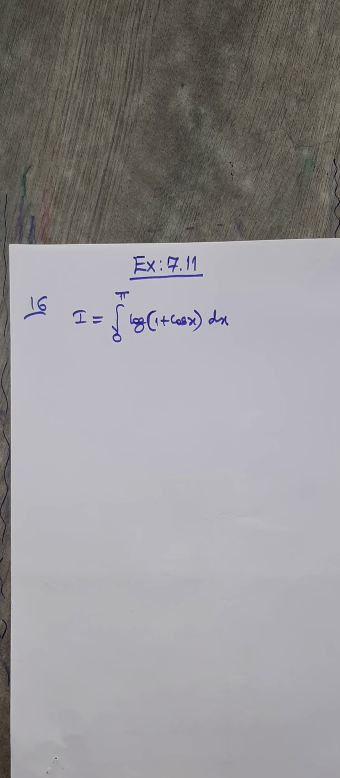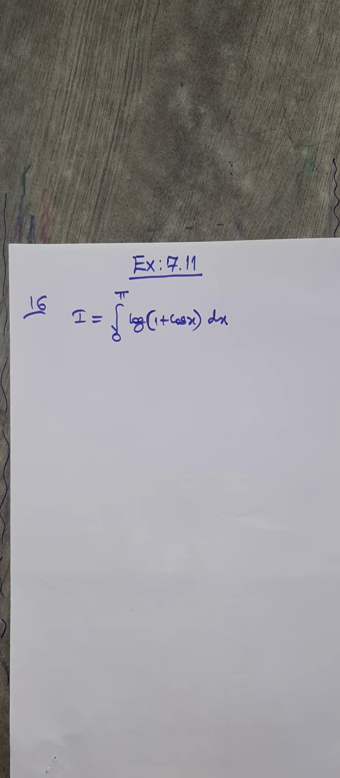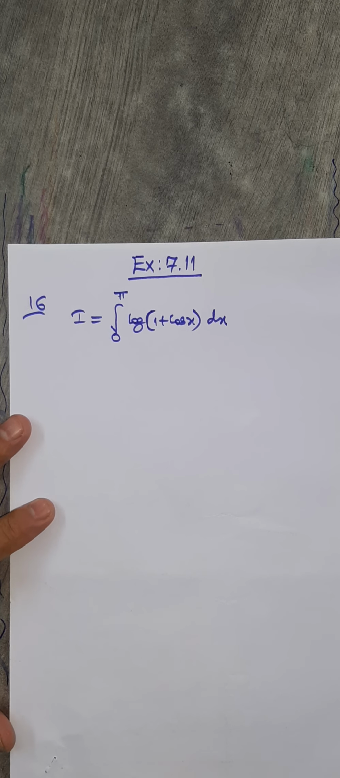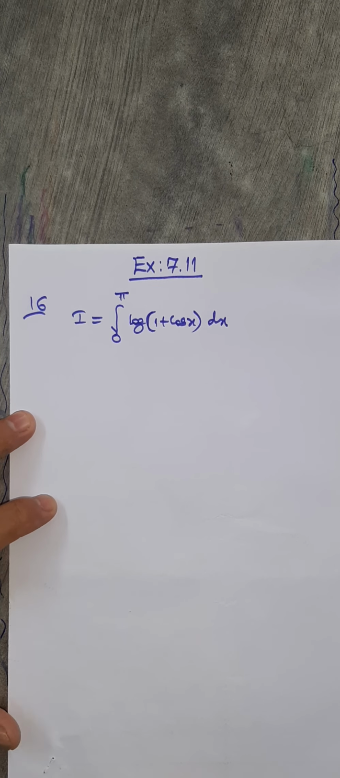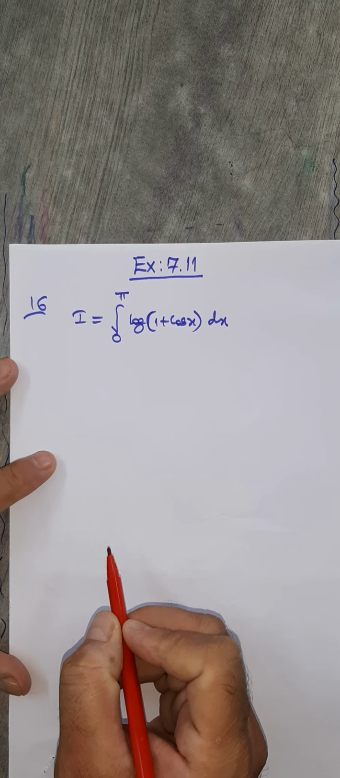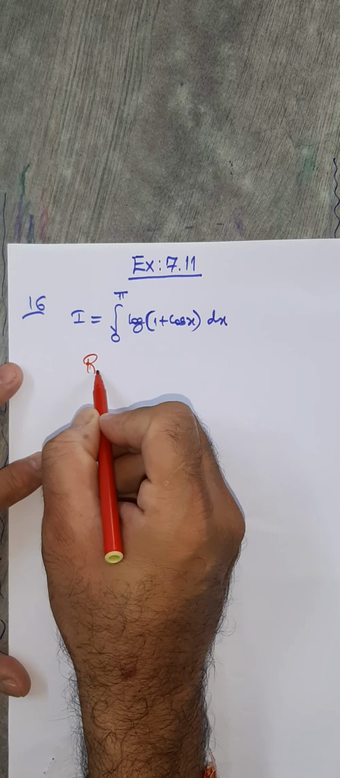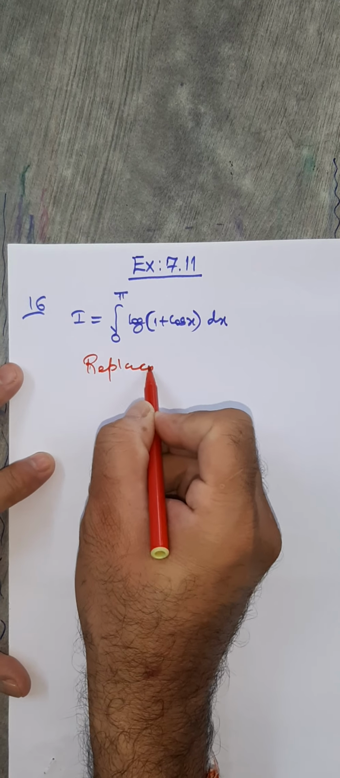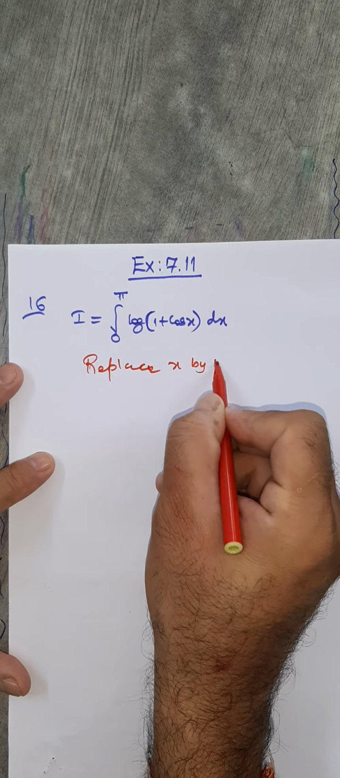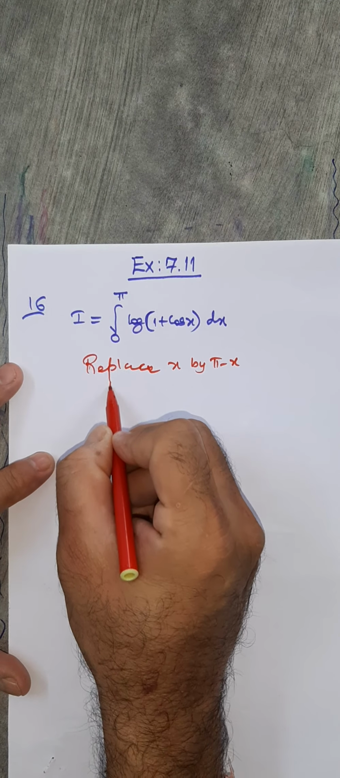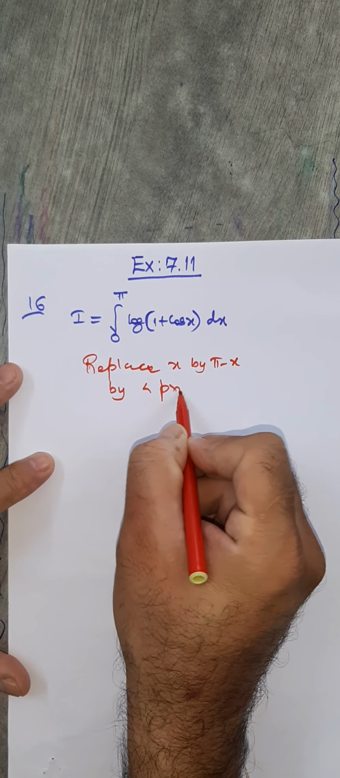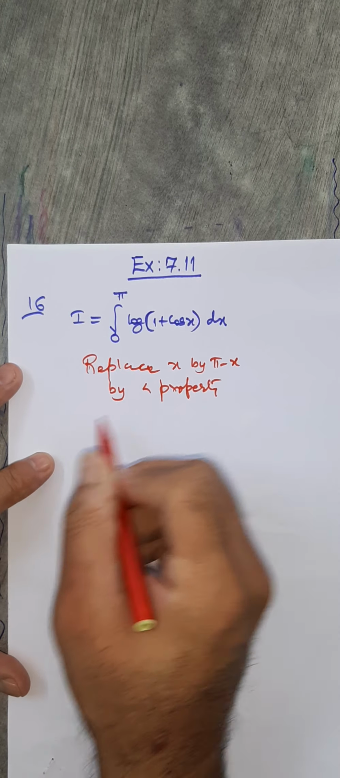Exercise 7.11 up to question number 15 we did in the last session. Now let's continue with question number 16. Here I equals integral 0 to pi of log of 1 plus cosine x dx. Obviously the first step is using that property, replace x by pi minus x, that property you know very well.